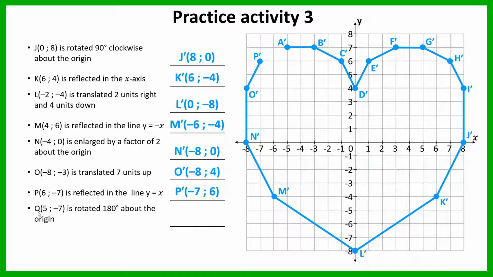And then the last one, point Q, is the point 5, negative 7. So that is going to be over here, 5, negative 7. And it is rotated 180 degrees about the origin. It doesn't matter what direction it goes. So 180 degrees about the origin is going to get me to this point over here, which is the same as my starting point, which was A prime. And that has the coordinates negative 5, 7. And when I join it up, I end up with that. So that's what you should have got for that activity. And that is how we transform points and figures on the Cartesian plane.